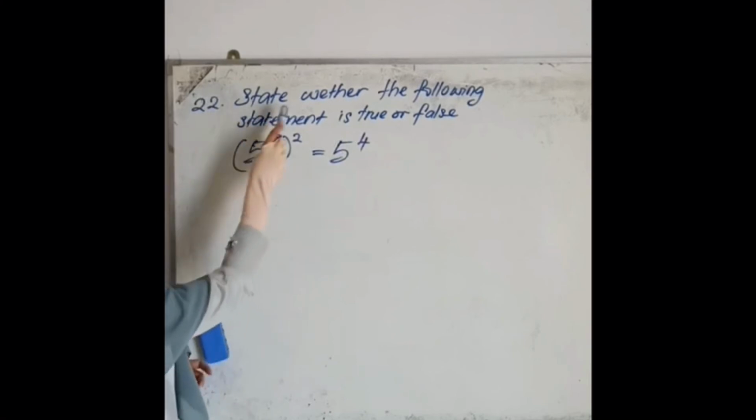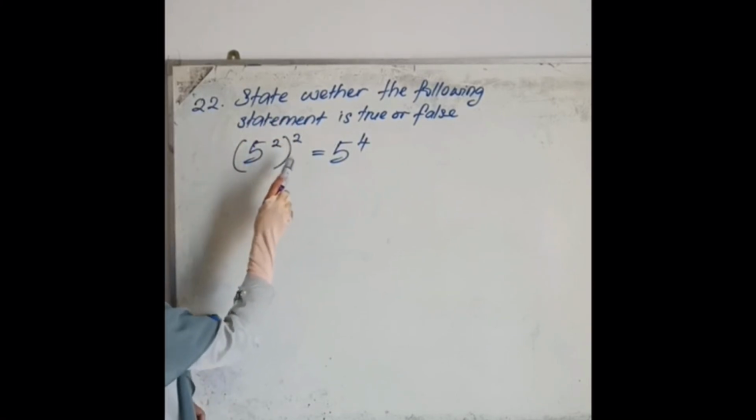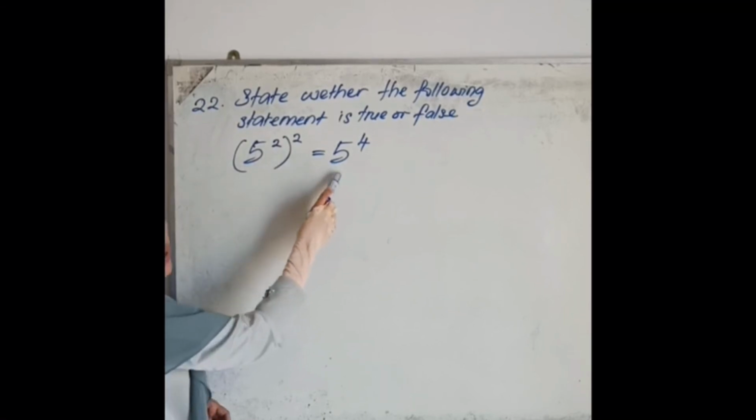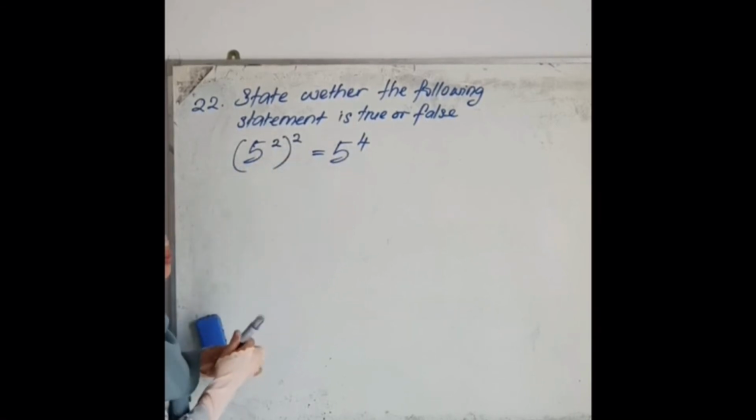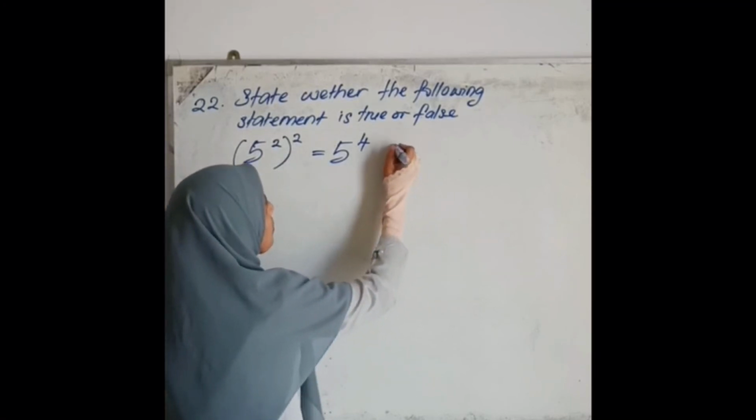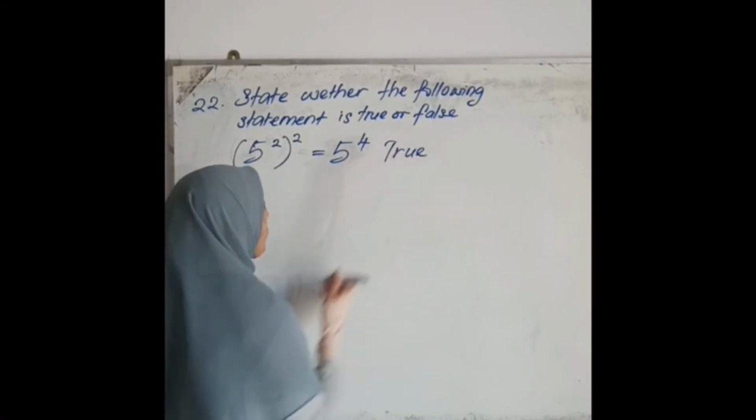Number 22. State whether square of 5 squared equals 5 to the power of 4. So the index we can multiply. So 2 times 2 equals 4. So the statement is true.